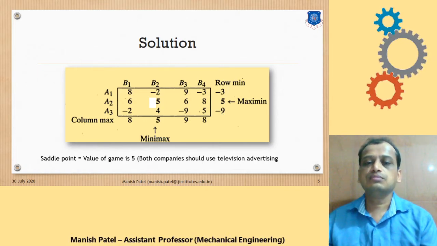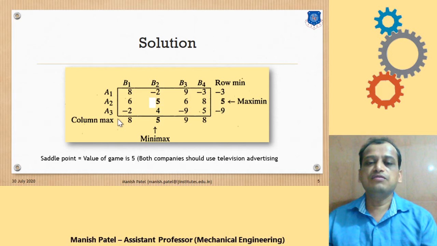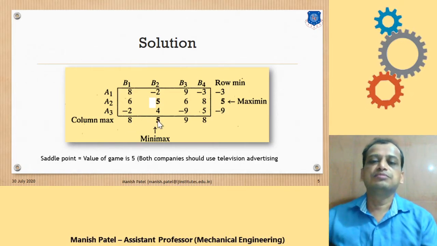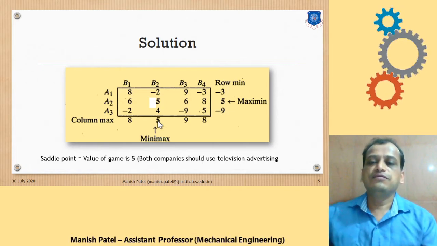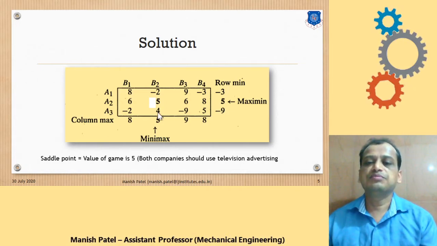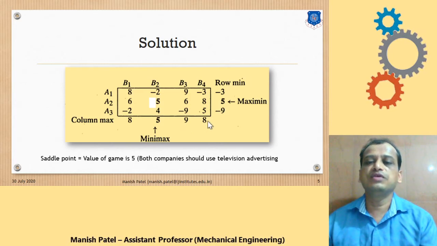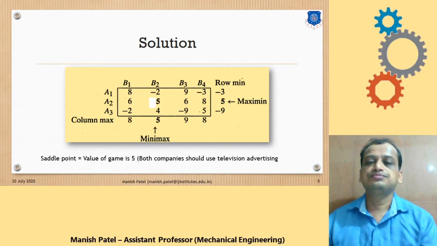Clear? Now in the same way we will find out the column maximum. What is maximum in the column? In the first column we have 8 as maximum. In the second we have 5 maximum. Clear? In the third we have 9 as a maximum value. And lastly in the fourth column we have 8 maximum.